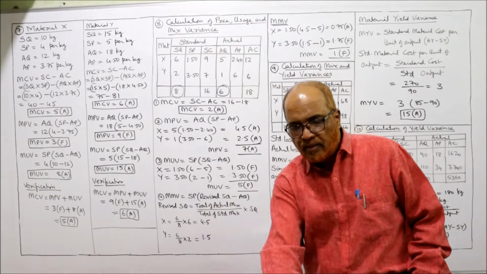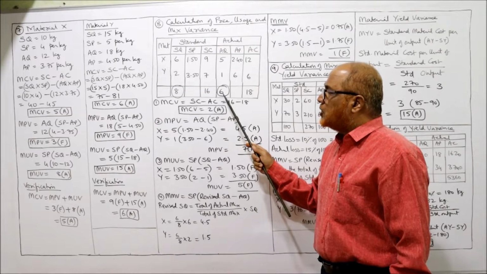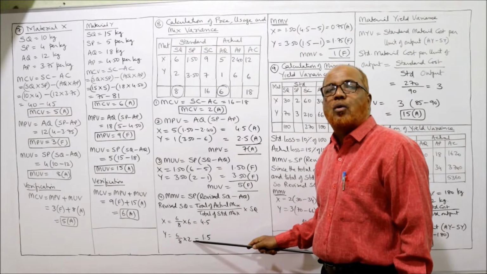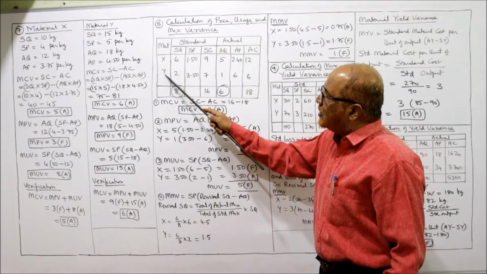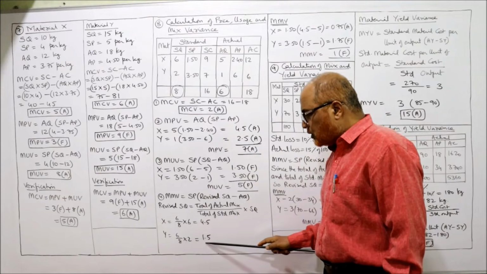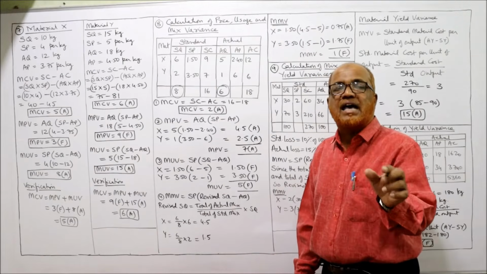Similarly, Y. The formula is same. Total of actual mix 6. Total of standard mix 8. 6 by 8 into standard quantity of Y. What is the standard quantity of Y? 2. So 6 by 8 into 2, you will get 1.5. So 4.5 and 1.5 are the revised SQ.